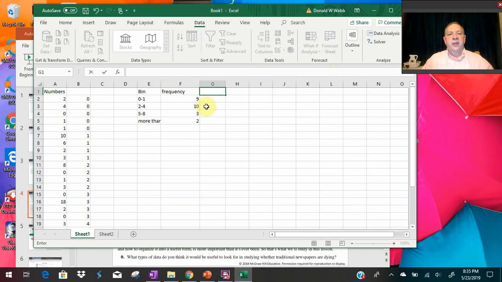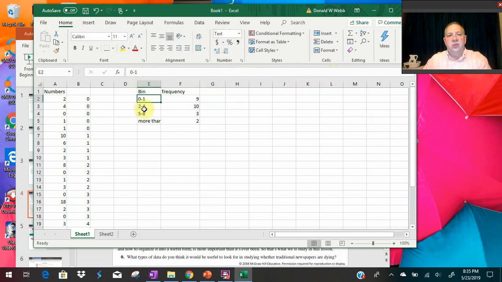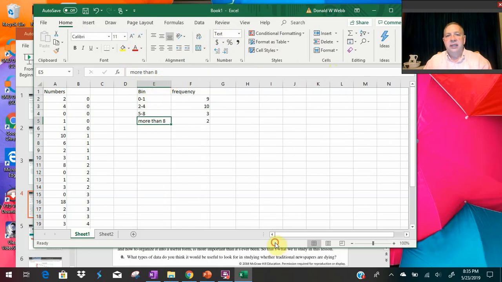Okay. So here's the bins that I want to put in. I just typed these out, made sure if I go back to the home that this is text only so that it recognizes this as text and not like some date that I'm trying to enter. You have to be careful with what form of the data that you're doing it in. But these are all text, more than 8.